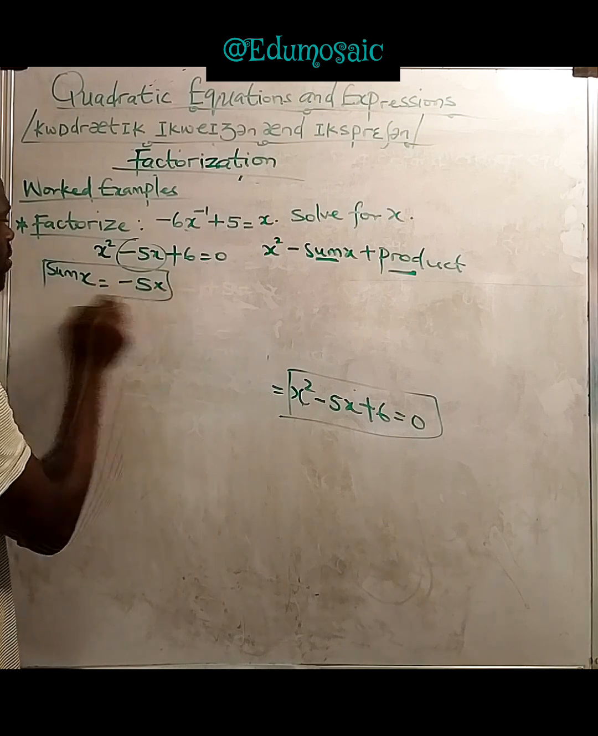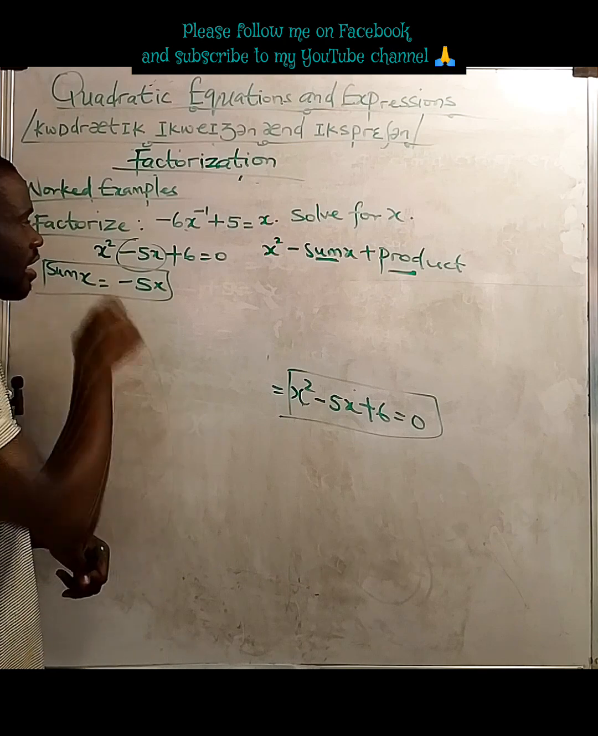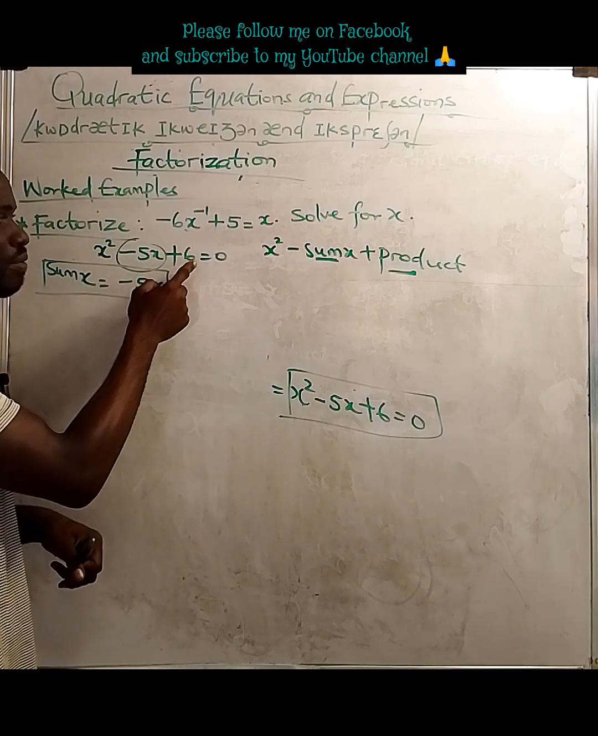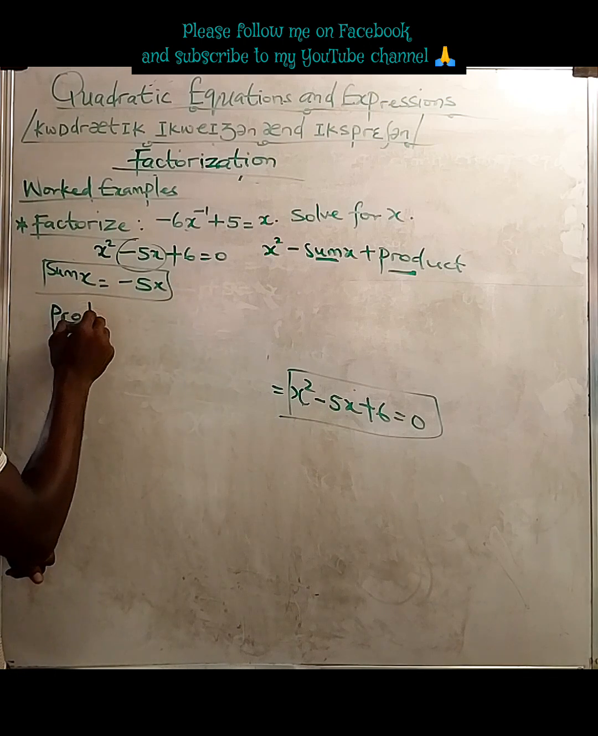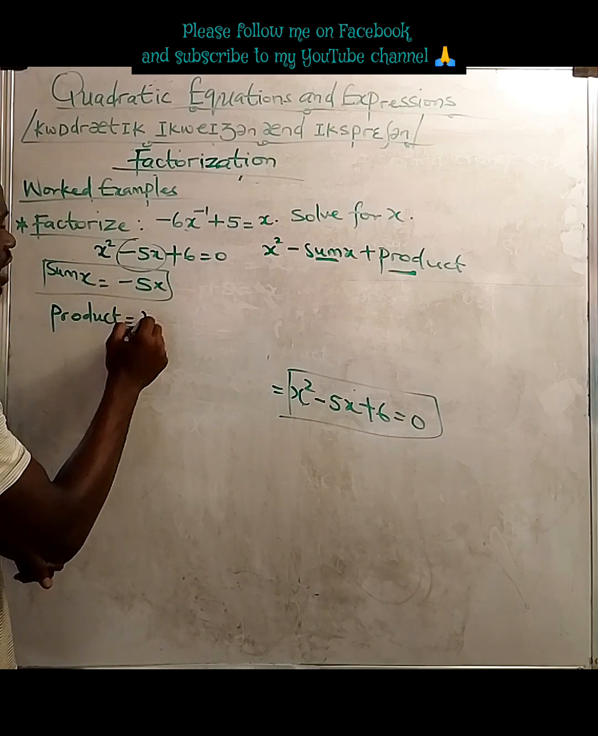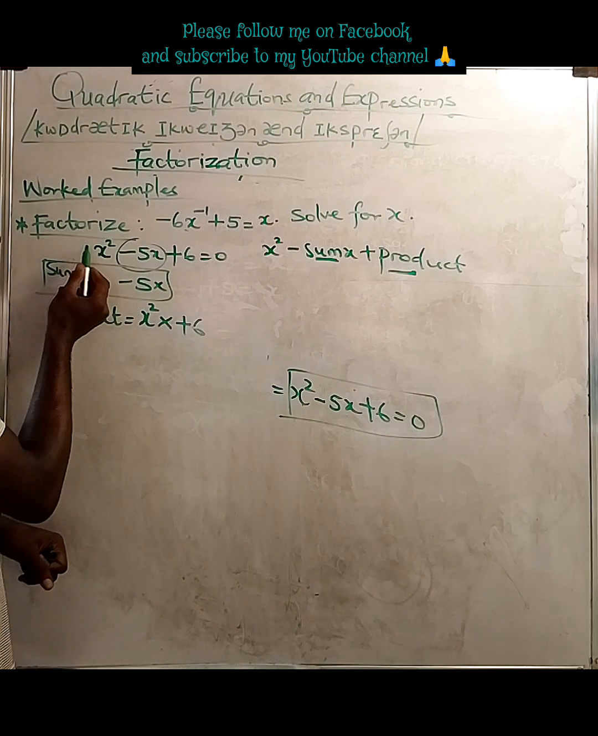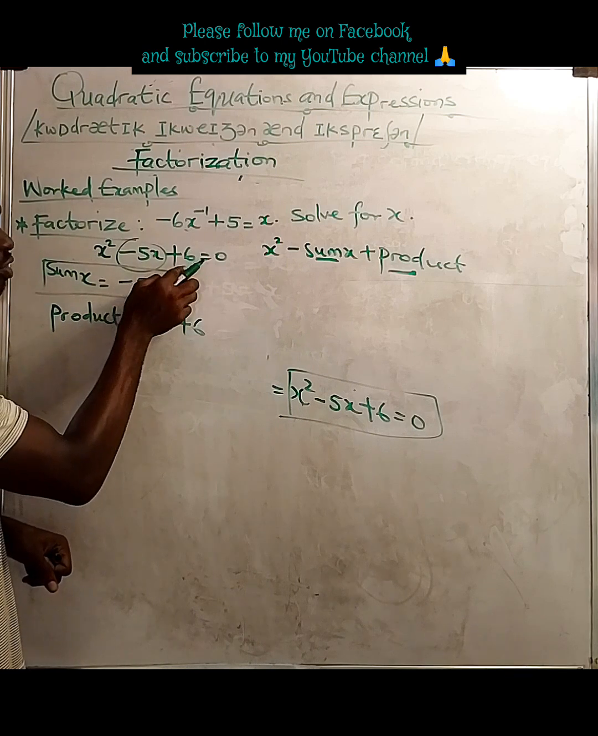Now how do we get the product? Don't forget that the major way we can get the product is by multiplying this and this. So x squared will multiply with plus 6. So the product is x squared times plus 6. Please, you have to respect the signs. If this has a positive sign or negative sign, you have to move it with its sign and also use it to multiply what we have here.